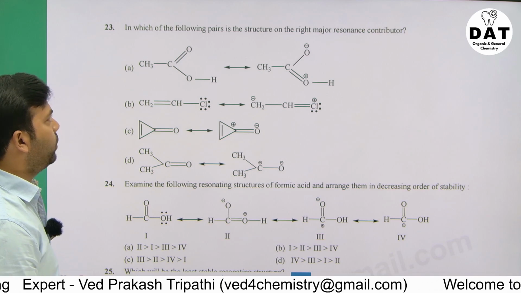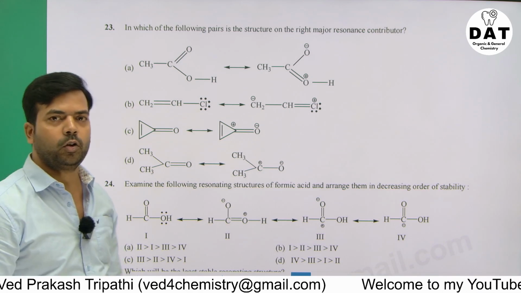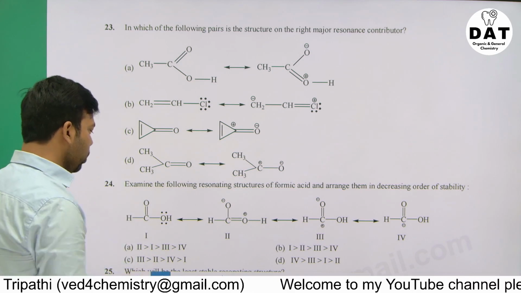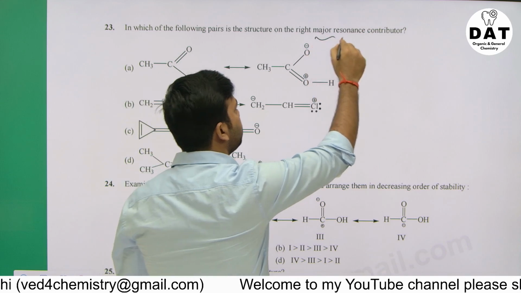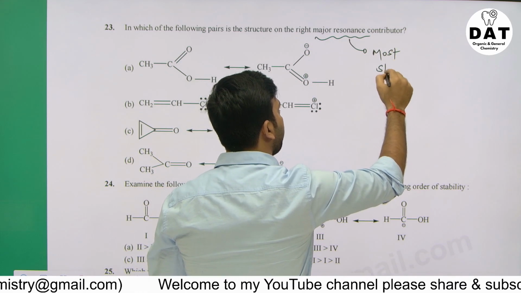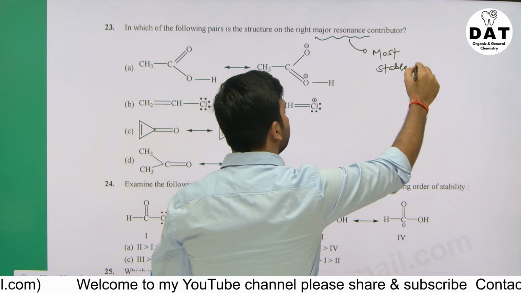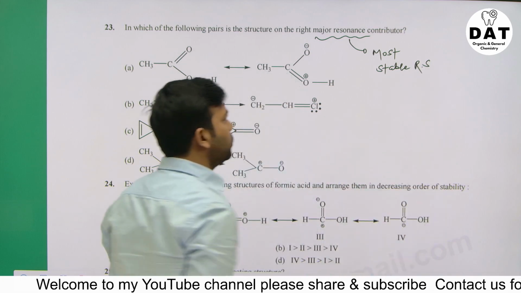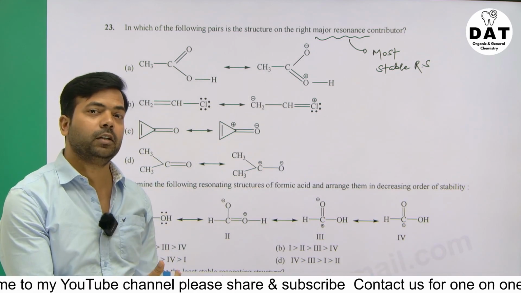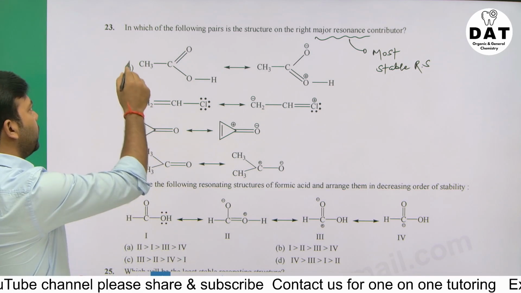Which of the following pair of the structure on the right is the major resonance contributor? Means it is talking about in which of the following options the right structure is the major contributor. So look at some terminology. Major contributor means most stable. And resonance contributor means resonance structure. Clear? So simply it is talking about in which option the right is a major contributor, means most stable compared to the left. So look at the compound A.